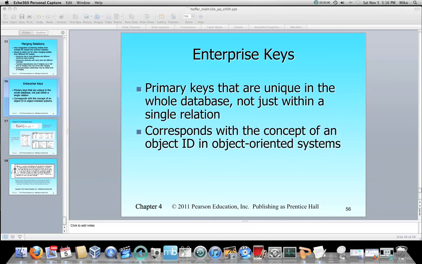What an enterprise key is, an enterprise key is a value that is unique amongst all of the entities in the entire database, not just within a single relation. So the author also talks about how it corresponds with the concept of an object ID in object-oriented systems. We're not going into object-oriented systems. I don't even go into object-oriented systems in IT 118. So let's just take a look at what that looks like quickly.